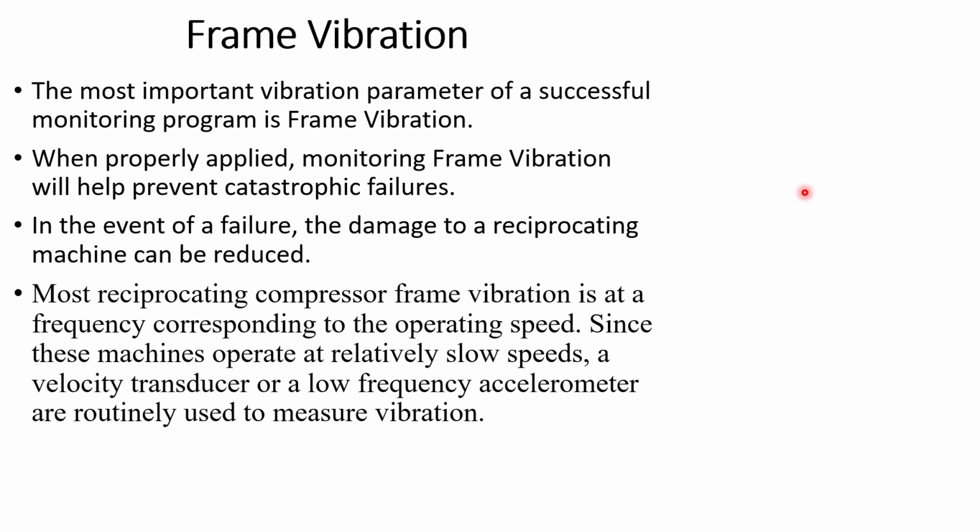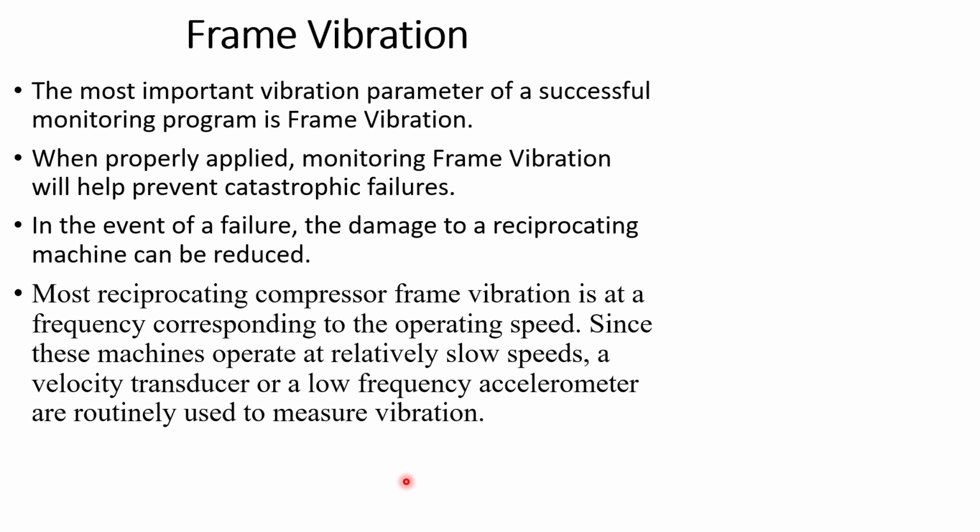Now, let us talk about some of the major problems. Frame vibration. The most important vibration parameter for successful monitoring is the frame vibration. When properly applied, monitoring frame vibration will prevent catastrophic failure, that means the equipment failing again and again. In the event of a failure, the damage to the reciprocating machine can be reduced.